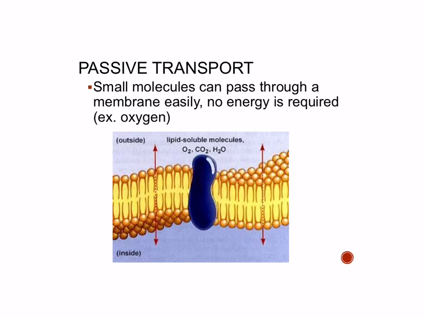Now, what substances can pass through easily through this lipid membrane? These are small molecules. They can pass through without any help. They just pass right through. Substances such as oxygen, carbon dioxide, and water pass right through this membrane. We call this passive transport. No energy is required. These substances regularly just pass in and out.